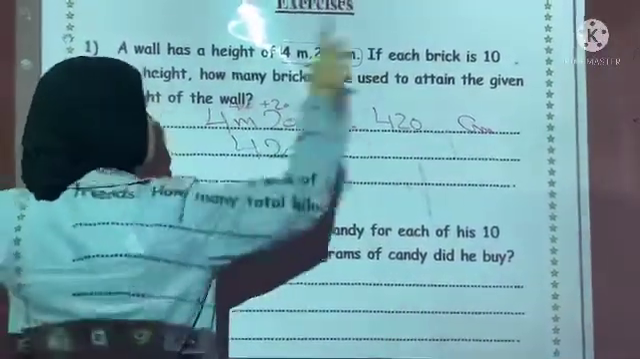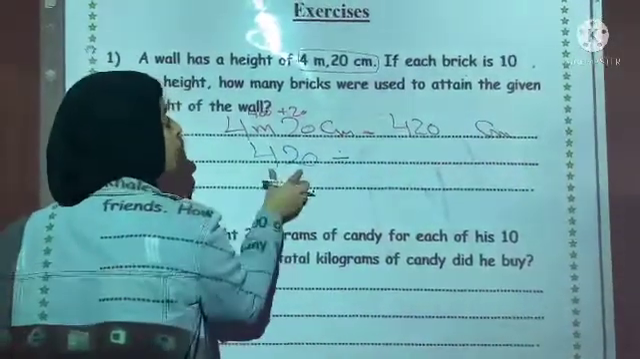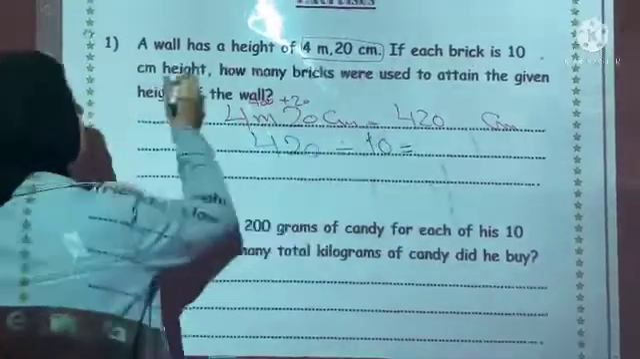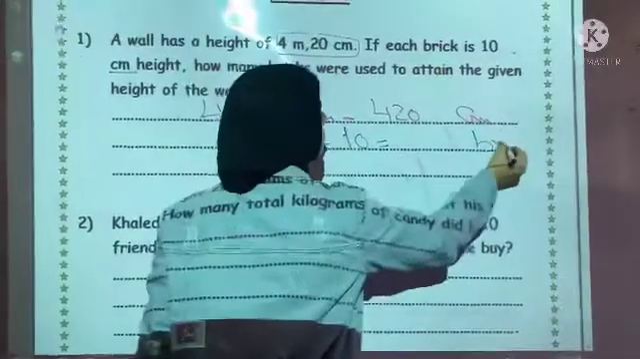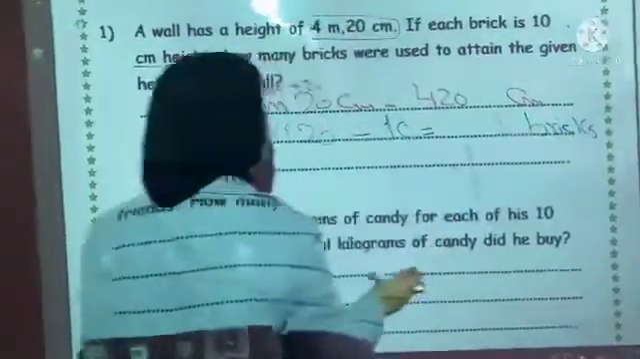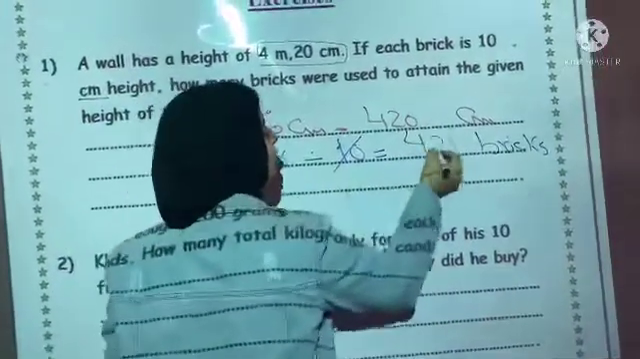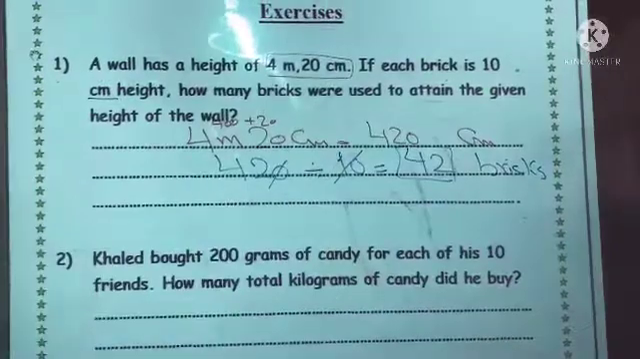420, the height of the whole hole, 420 divided by 10, because each brick is 10 centimeters in height. So equals how many bricks? The answer will be 42 bricks. That means I'm going to use 42 bricks.